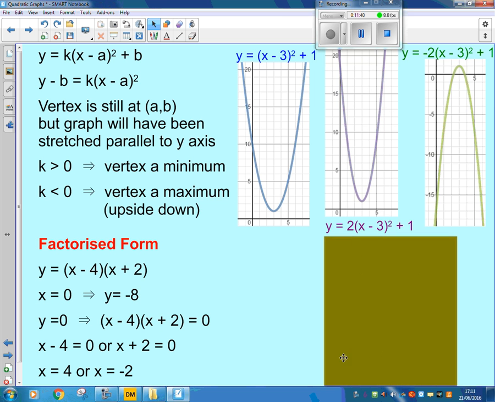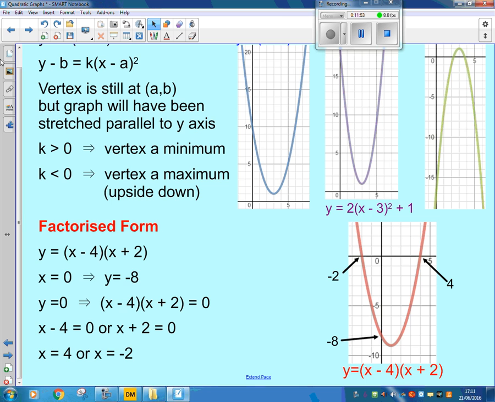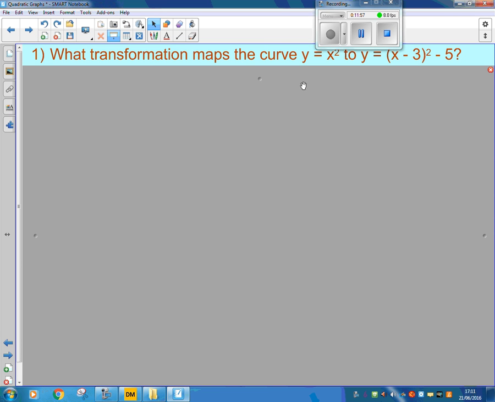The graph is the normal way up, so it's going to look like this. Y-intercept at minus 8, x-intercepts at minus 2 and at 4. Okay, that's what it's going to look like. Let's pull it down a sec. You can see the equation underneath, because we always label the graph. Right, let's try some questions.